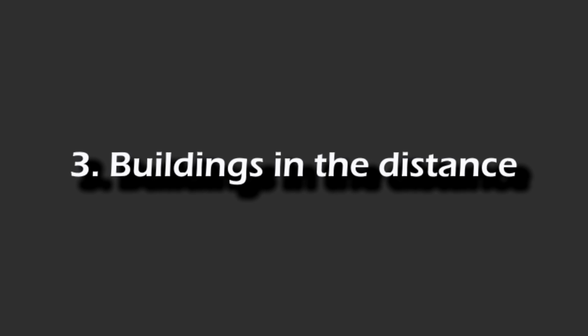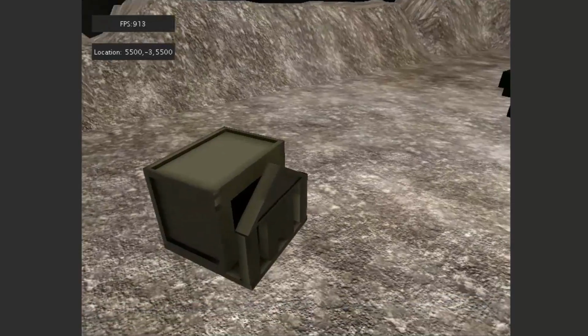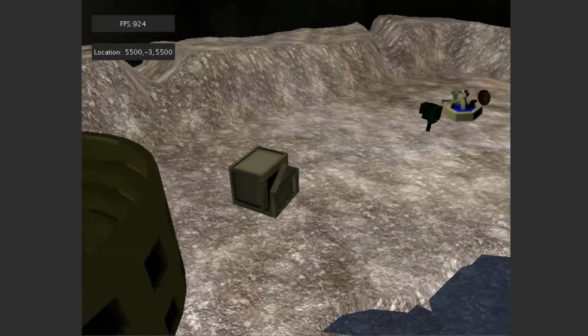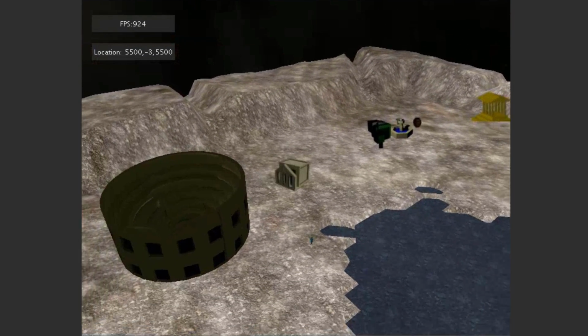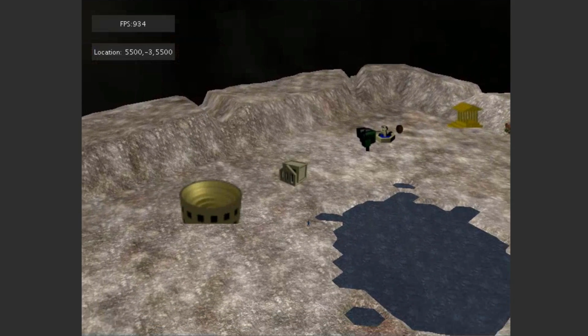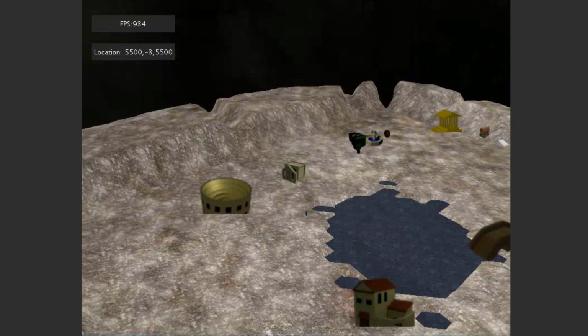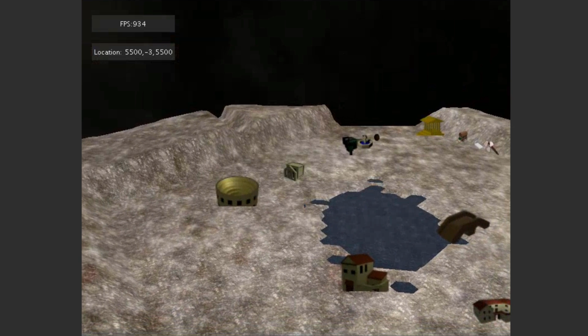3. Buildings in the distance. Because of the limitations, I had to find a way of removing buildings in the distance, but still letting the player know there is something there. I opted in using billboards. When a player is far away from an object in the scene, the object becomes a billboard, thus providing more frames per second and a smoother experience.